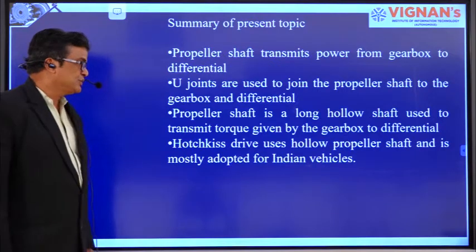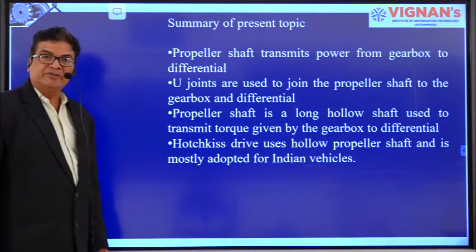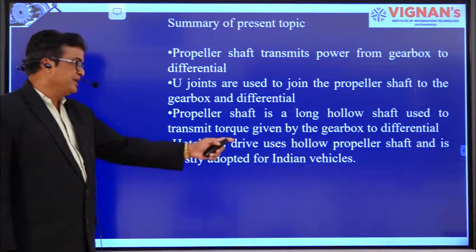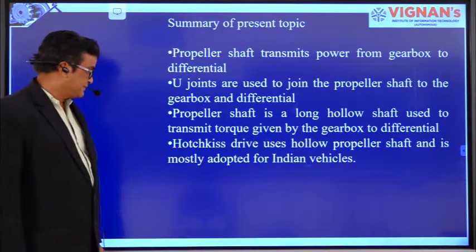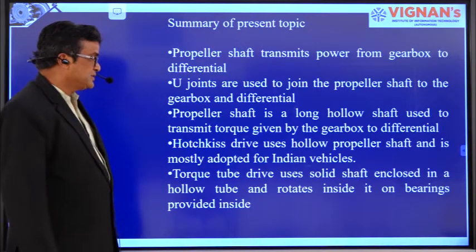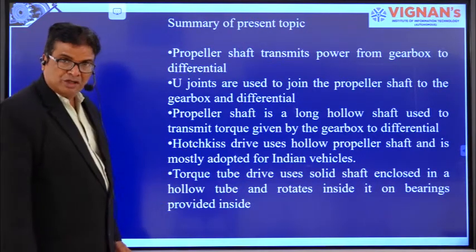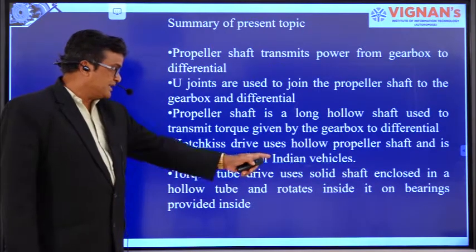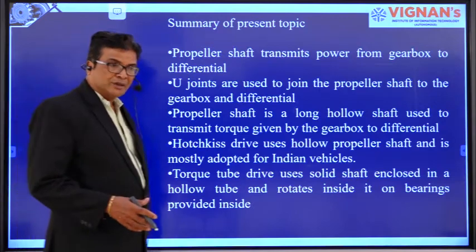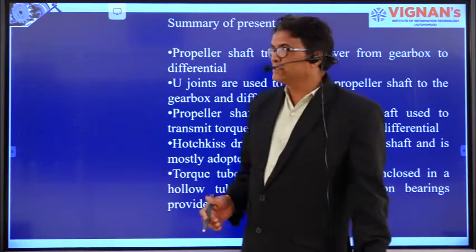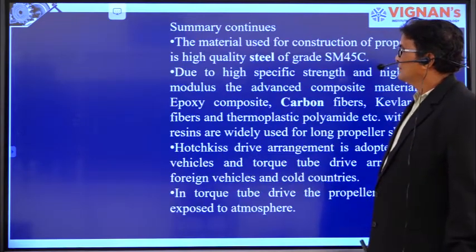Hotchkiss drive uses a hollow propeller shaft and is mostly adopted for Indian vehicles. Torque tube drive uses a solid shaft enclosed in a hollow tube called the torque tube, and the shaft rotates inside it on bearings. So inside the hollow torque tube, there are bearings provided to support the solid propeller shaft.